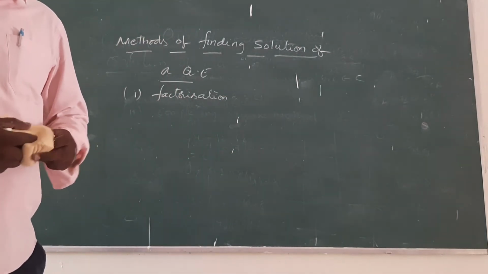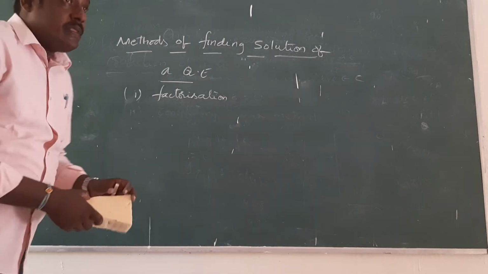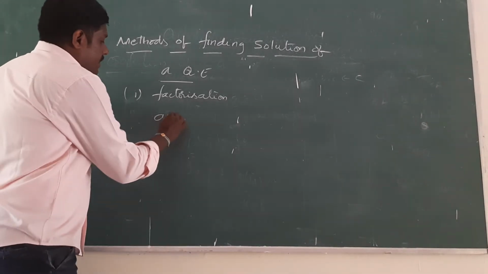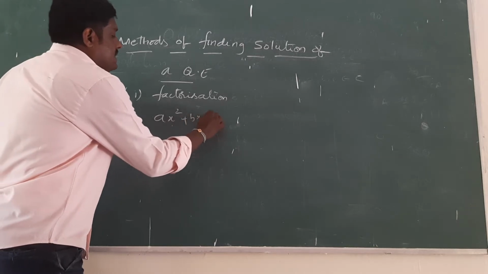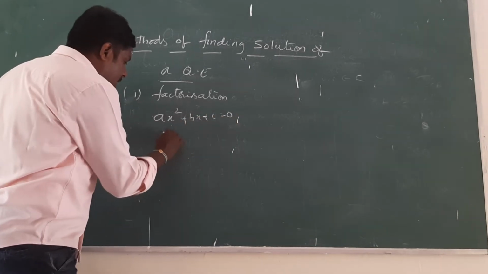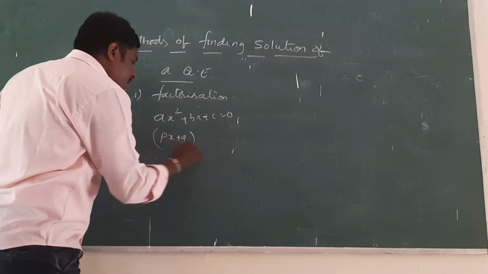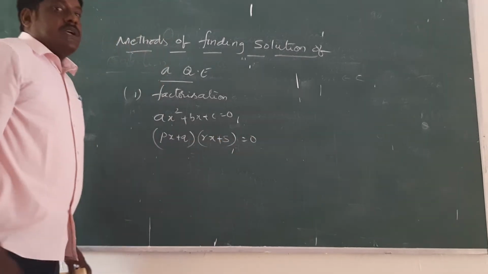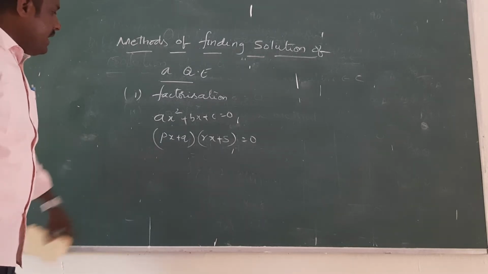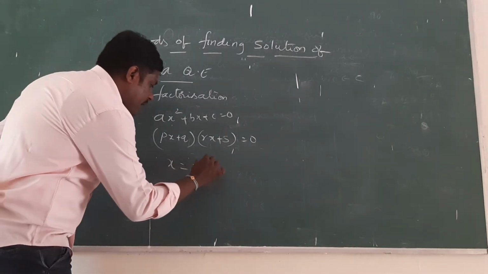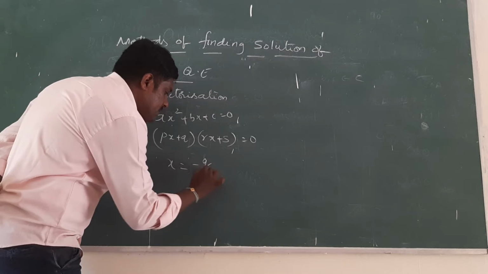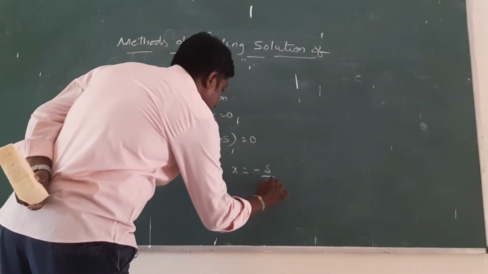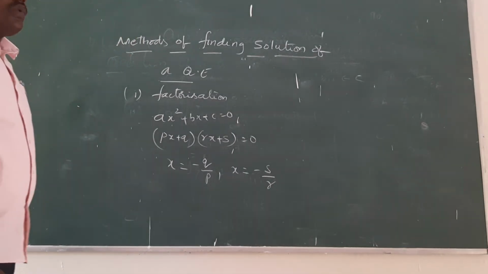If the quadratic equation ax square plus bx plus c is equal to 0 can be written in the form (px plus q) into (rx plus s) is equal to 0, then the roots of this quadratic equation are x is equal to minus q by p as one root and x is equal to minus s by r as the other root.